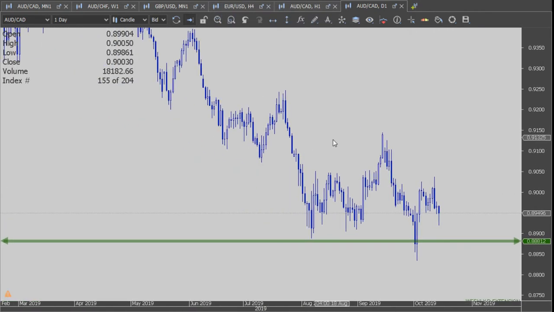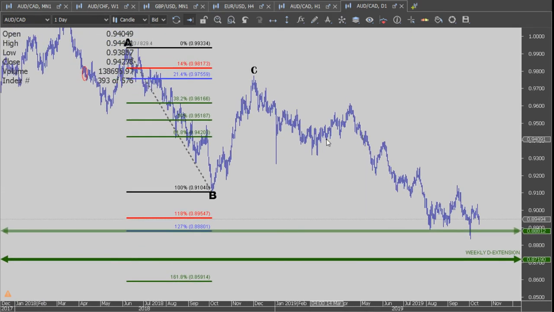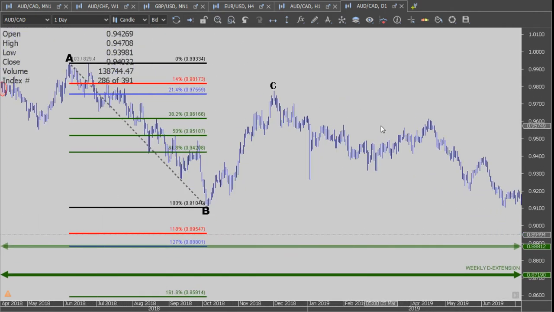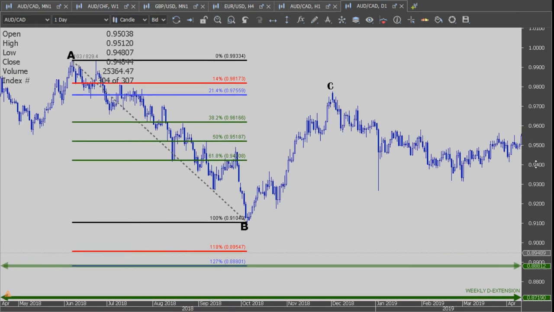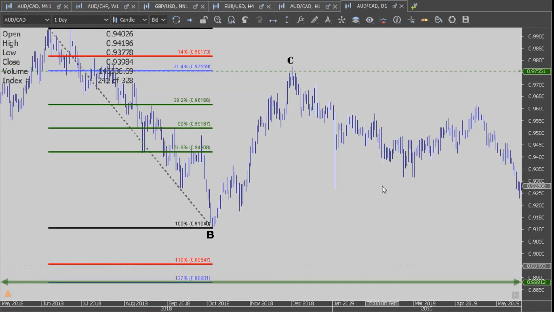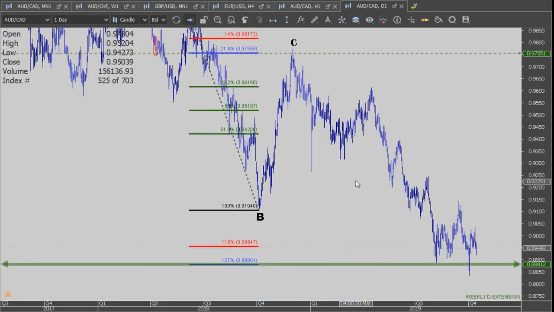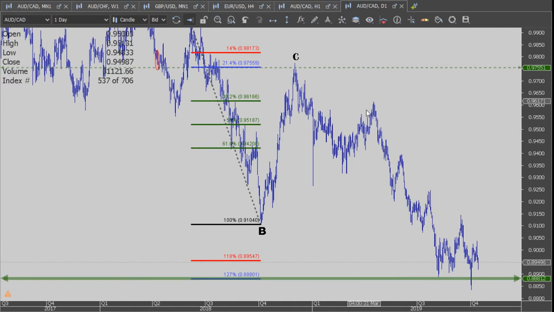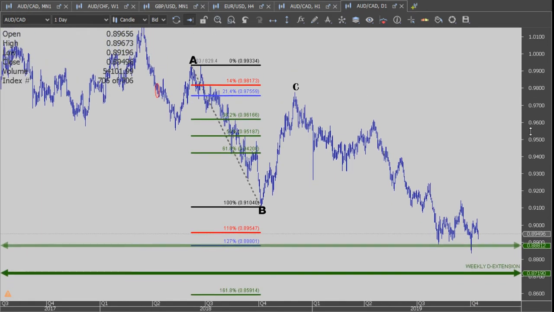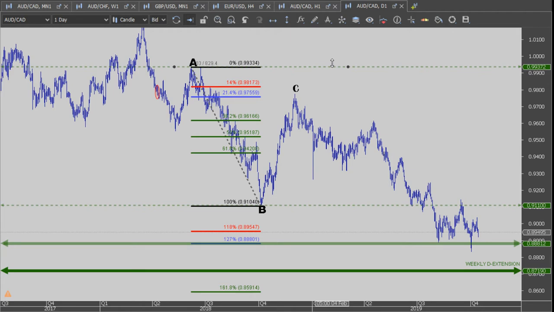Okay, delete this one. Let's compress the chart. So A, B, C. Let me see if the C has touched the blue one. A, B, C. Okay, so blue goes to blue, right? So what we're going to do? We are going to draw horizontal lines to help myself. Horizontal line on the A, horizontal line on the B. This is the daily chart, AUD CAD.